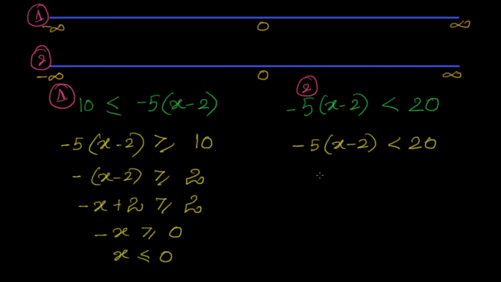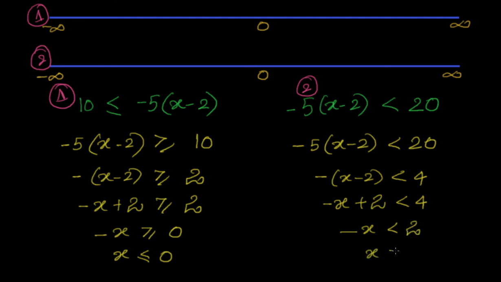Okay, now let's come here. Now again I divide by -5. I will have -(x - 2) less than 4. If I expand that, -x + 2 is less than 4, or -x is less than 2, or x greater than -2. So x is greater than -2 is one solution, and another solution is x less than or equal to 0.